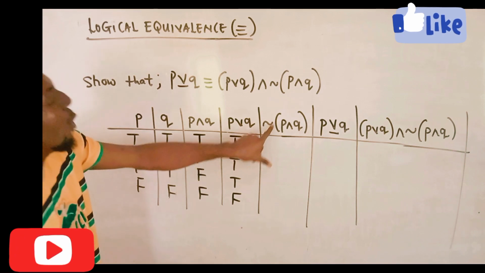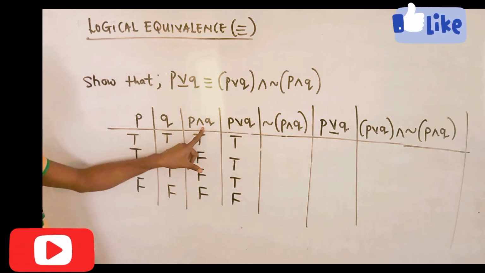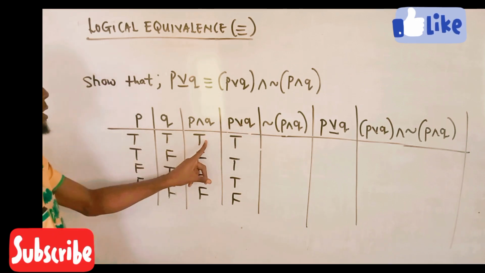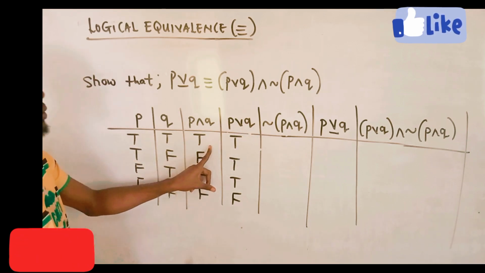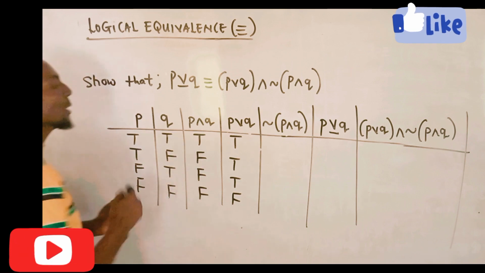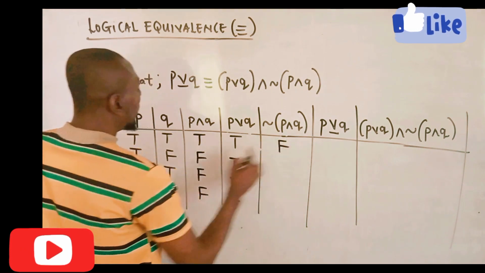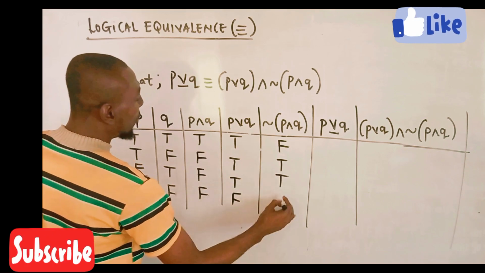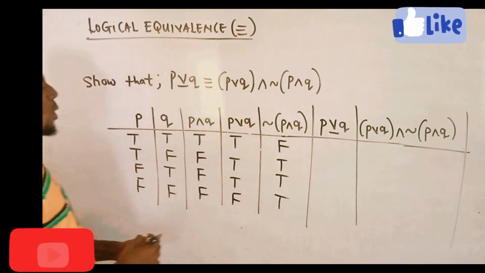Okay, the negation of P and Q. This is already P and Q, that's why we got it before. Then the negation means changing everything here to the opposite. The negation of truth is false. The negation of false is truth. And we have another false, and another false, as we negate the whole thing. Okay?